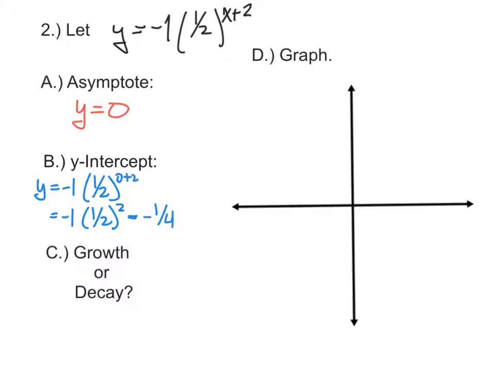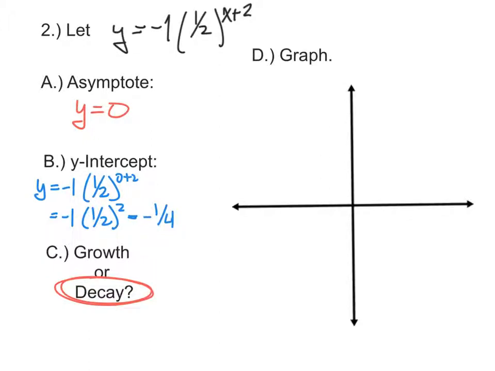Last thing before we get to the graph is to determine whether it's growth or decay. And again, we look at the base of the exponent, so only what's in here in parentheses. Now, since this base is less than 1, we're dealing with exponential decay.